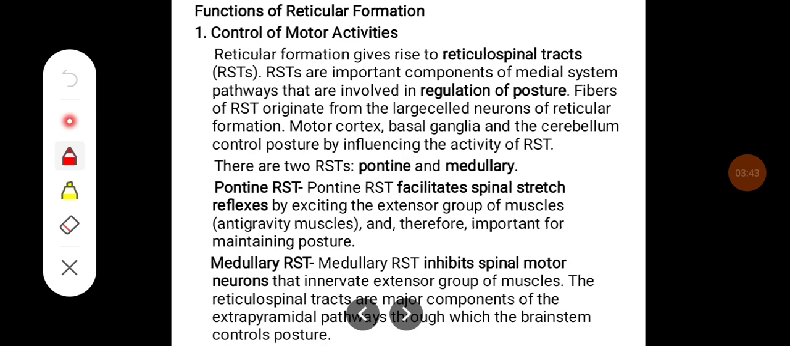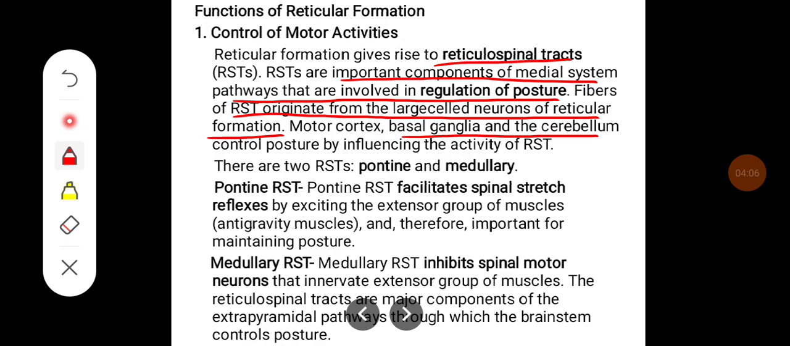Functions of reticular formation. They are important for control of motor activities. Reticular formation gives rise to the reticulospinal tract, and reticulospinal tracts are important components of medial system pathways that are involved in regulation of posture. Fibers of the RST originate from the large-celled neurons of the reticular formation. Motor cortex, basal ganglia, and cerebellum control posture by influencing the activity of reticulospinal tracts. There are two reticulospinal tracts, that is pontine and medullary.